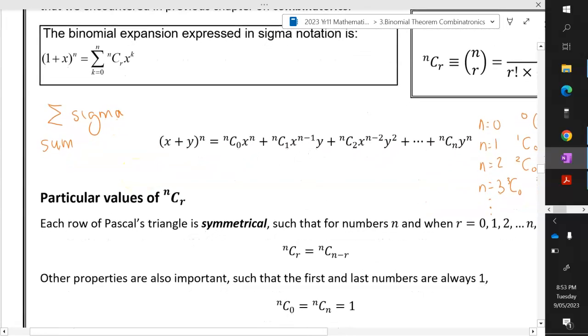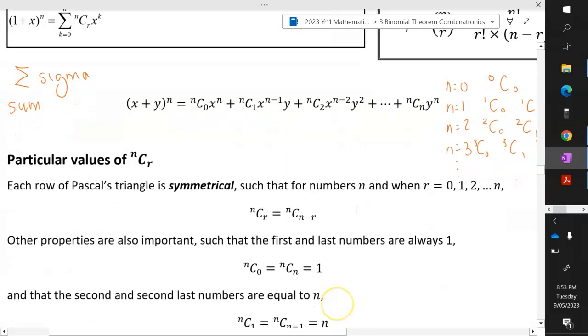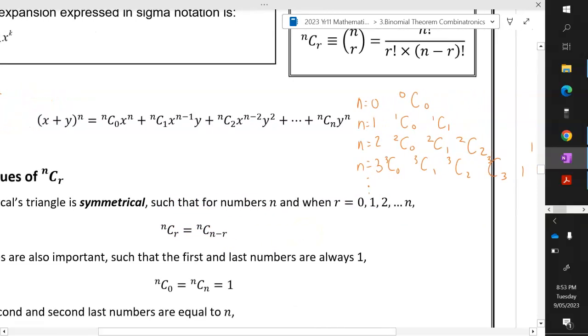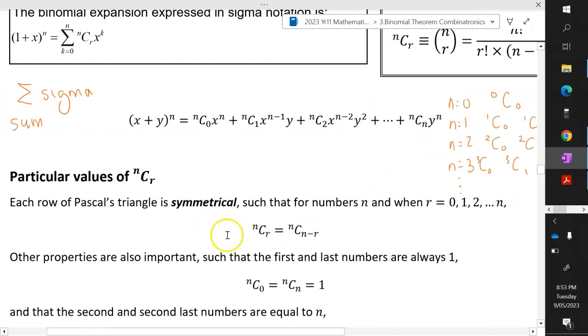Now we can have a look at particular values of nCr. What you want to remember in Pascal's triangle is that each row is symmetrical, such that for the numbers n, where r is 0 up to n, nCr equals nC(n minus r). Other properties that are also important, such as the first and the last numbers are always 1. So nC0 and nCn are 1.